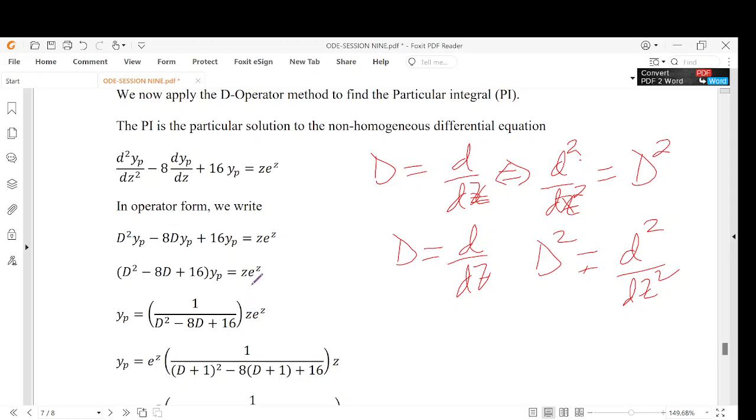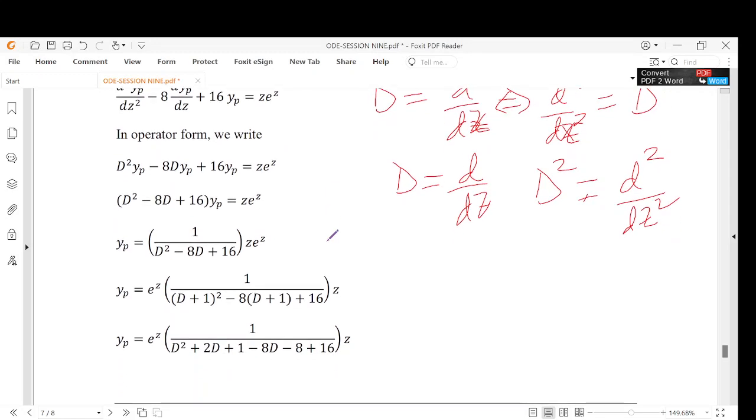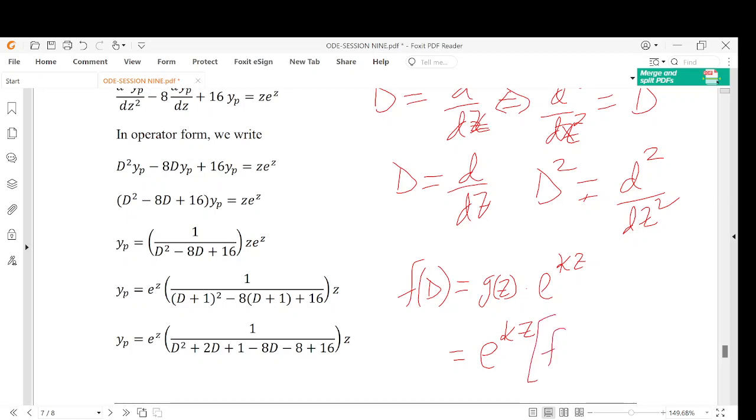Now, here we shall use the theorems of the D operator. Theorem 2 says that when a function of D operates on a function g of z times an exponential e raised to power kz, what you do is bring the exponential function forward, then in the function of D, D is replaced with D plus k, and the new function now operates on g of z alone.